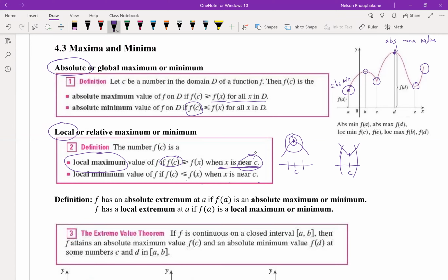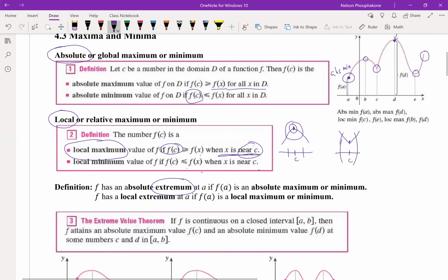So this is how we define the absolute max and min, or the local max and min. Now, definition: f has an absolute extremum at a if f of a is the absolute maximum or minimum. f has a local extremum at a if f of a is a local max or min. So next time if I ask you to find the extremum, then you know that we are looking for the maximum or the minimum.